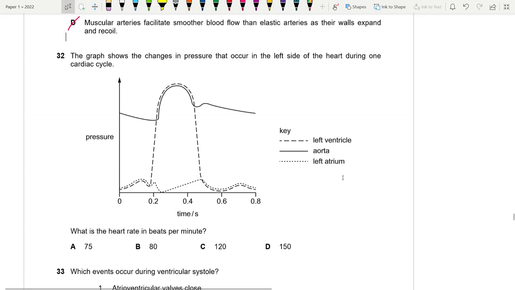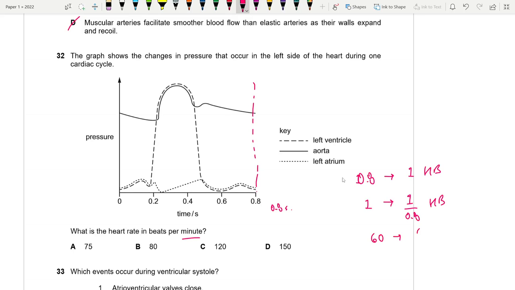32. What is the heart rate in beats per minute? Okay. So this is one cardiac cycle. One cycle takes 0.8 seconds. So think about it, the beats per minute. Basically, in 0.8 seconds, we get one heartbeat. So in 1 second, we're going to get 1 by 0.8 heartbeats. So in 60 seconds, we're going to get 60 by 0.8 heartbeats. Let's see. 60 by 0.8 gives us an answer of 75. Unitary method, essentially.